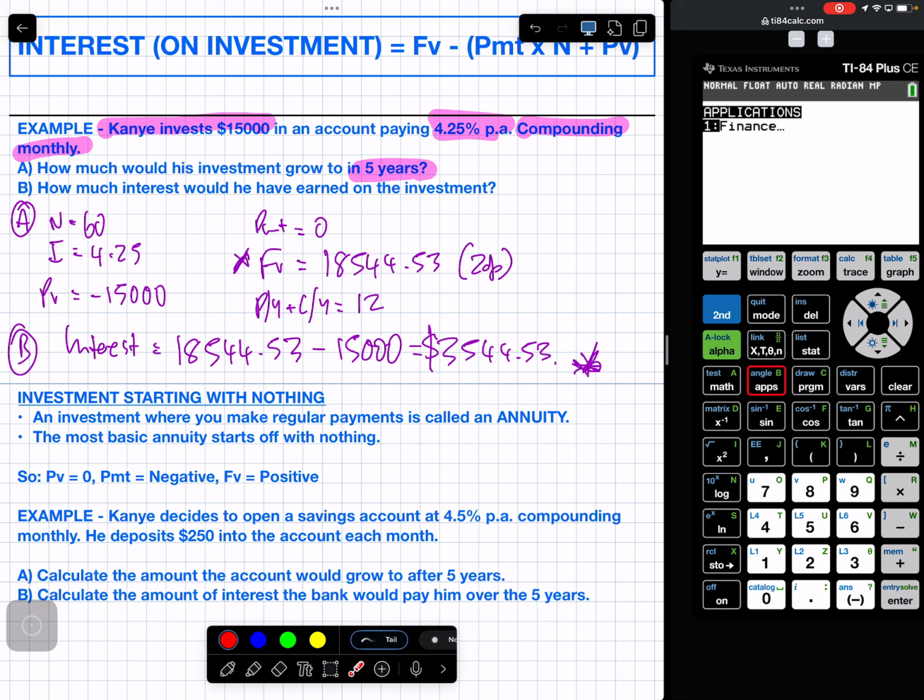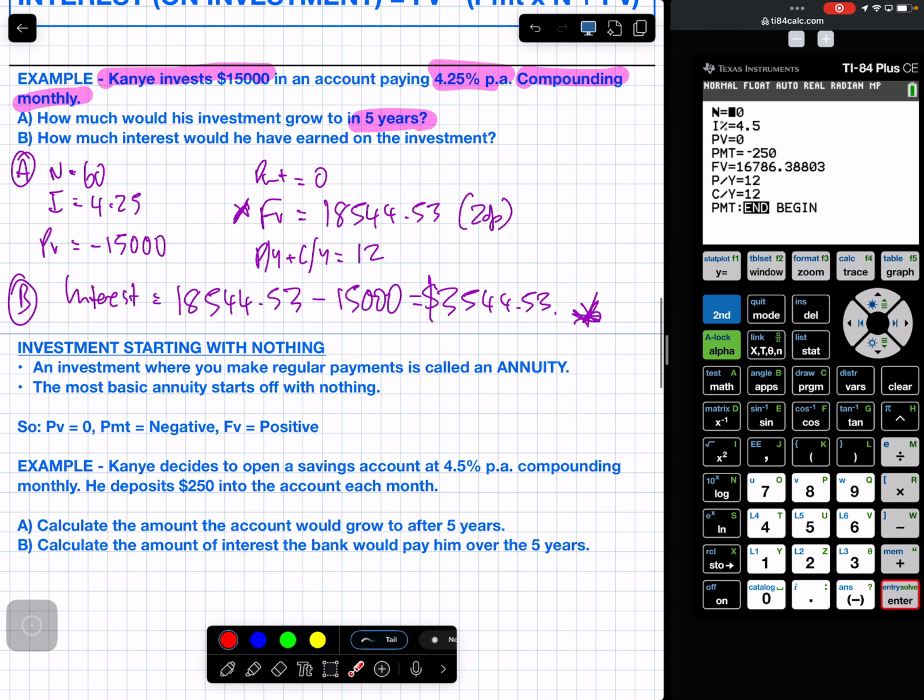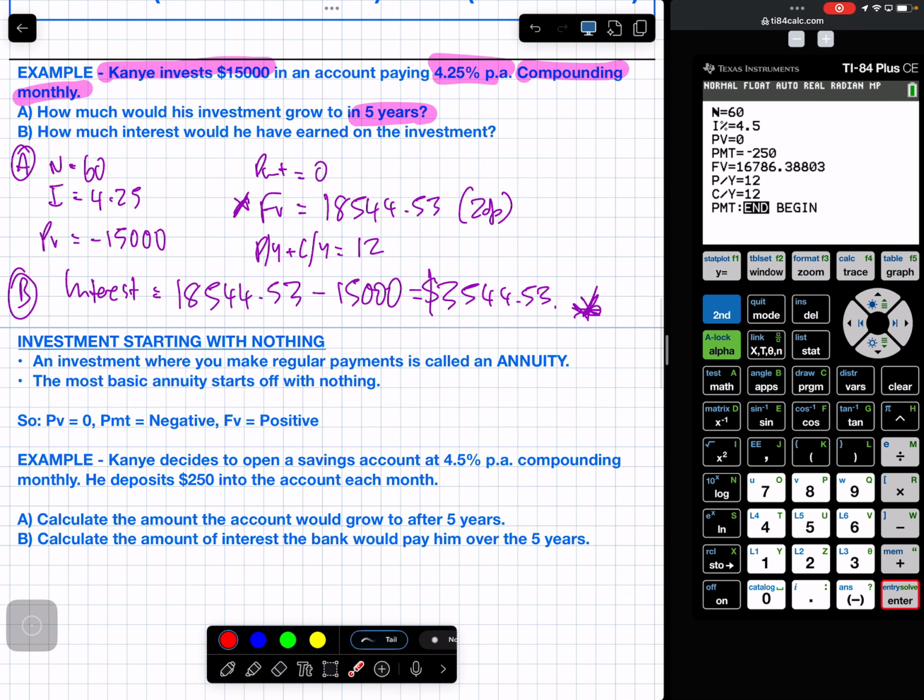Can you see how finance appears on the top? You press enter on that. And see the top option is TVM Solver. You press enter on that. Yesterday I showed you how to use TVM Solver, but I want to do some more examples which may be more useful in real life.